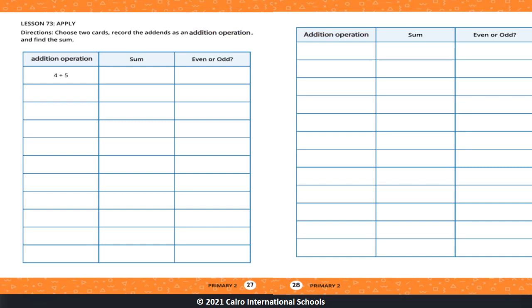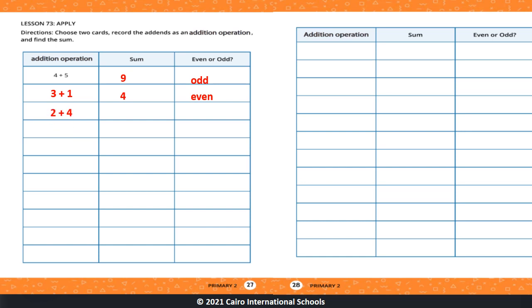Lesson 73, the apply part. Choose two cards, record the addends as an addition operation and find the sum. The first question, 4 plus 5 equals 9. 9 is an odd number. The next question, 3 plus 1. 3 plus 1 equals 4. 4 is even.